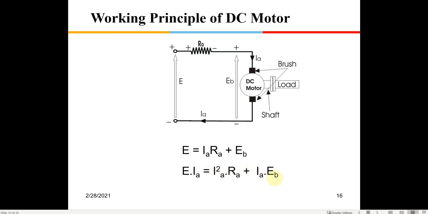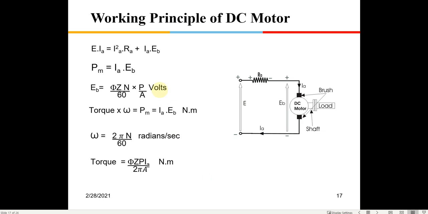And what about IA into EB? What is this power? Okay, this is the mechanical power which is available to the motor to drive the load. So this is the mechanical power actually which is available for us to drive the load. So this is how a DC motor works. Okay, this is the mechanical power, this is the loss, and this is the electrical power which is consumed from the source. Now I will just further go into some details of that.